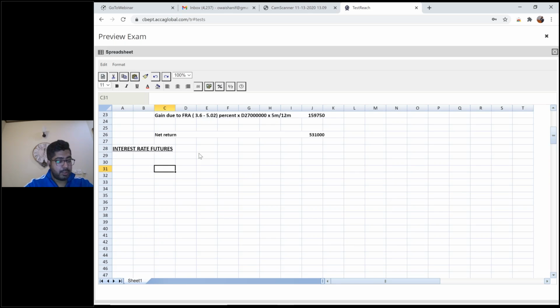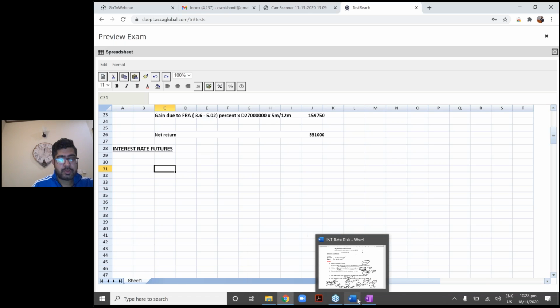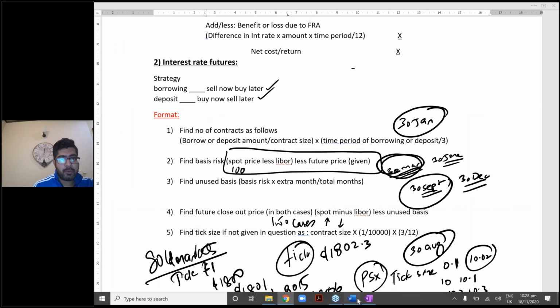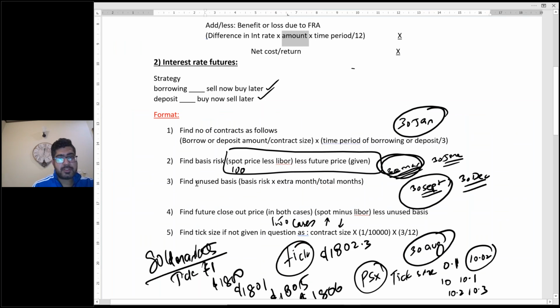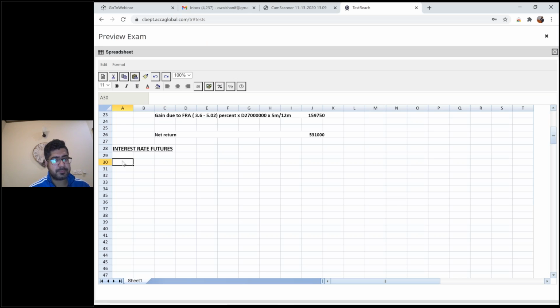As far as interest rate futures is concerned, you have to work around and show 7 steps. The first step is to find the number of contracts. Look at each and every step in detail so that you get a firm grip. I will explain each and every step so that you get a complete idea.